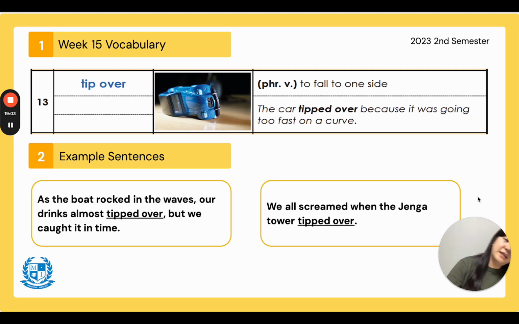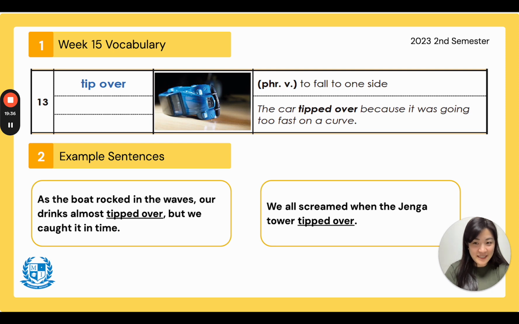13, tip over. Everyone say tip over. It's a phrasal verb because it has 2 words, and it means to fall on one side. The car tipped over because it was going too fast on a curve. Wow. So say that you're turning, but you're going too fast, and it tipped over, just like the car in the picture. Repeat after me. The car tipped over because it was going too fast on a curve.